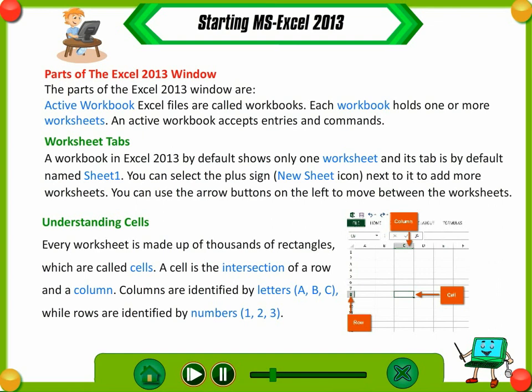Understanding cells. Every worksheet is made up of thousands of rectangles which are called cells. A cell is the intersection of a row and a column. Columns are identified by letters A, B, C, while rows are identified by numbers 1, 2, 3.